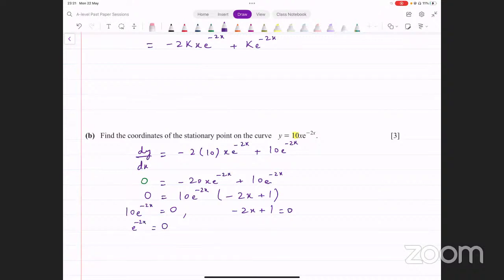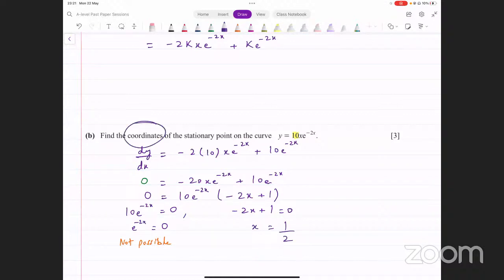The reason for that is e is a positive number. Whatever power you take of a positive number, it can never be 0. So the first equation does not give you any solution. You say this is not possible. We do not get any answer from it. Okay? What about the second equation? The second equation gives you x equals 1 over 2.